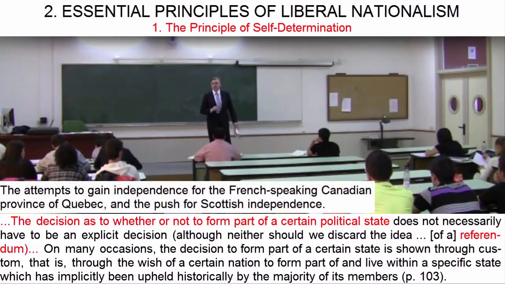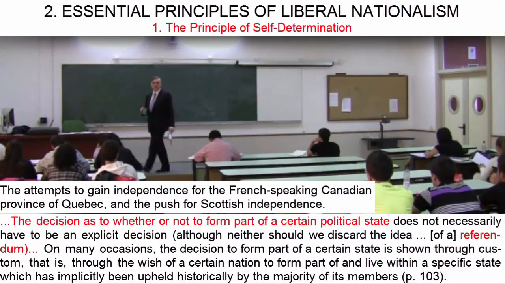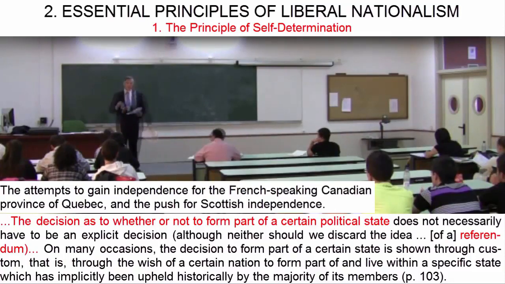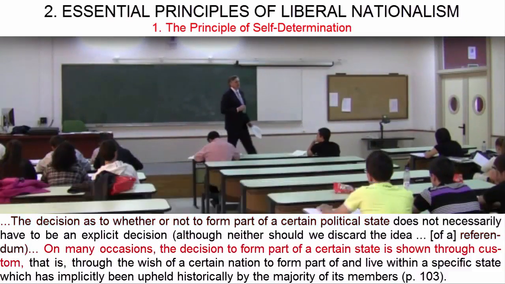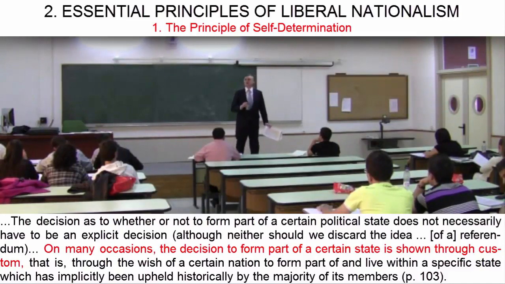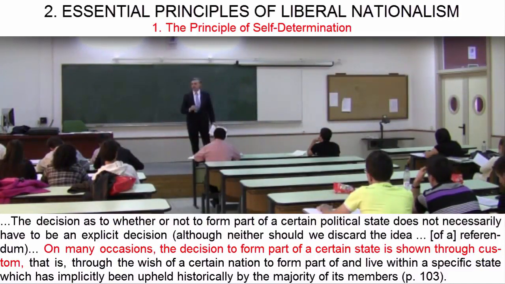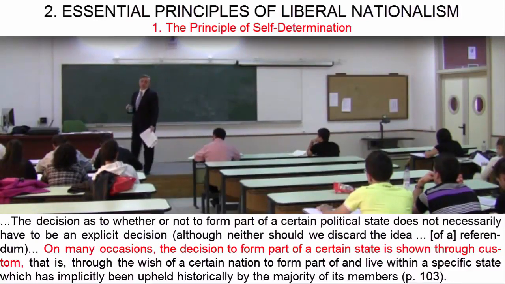There have been other cases in which this has been attempted but has not been achieved, because in the end, a sufficient majority has not been obtained, according to the principle of majority rule, such as in the successive attempts made by the French-speaking Canadian province of Quebec to separate from the rest of Canada, or the more recent case of Scotland. Now, it is also possible for a nation or a group of nations to determine for themselves by custom which state they wish or do not wish to be part of. In other words, without any need for an explicit decision via referendum, but rather one made simply via the constant unfolding of history in which people manifest their desire to live together.